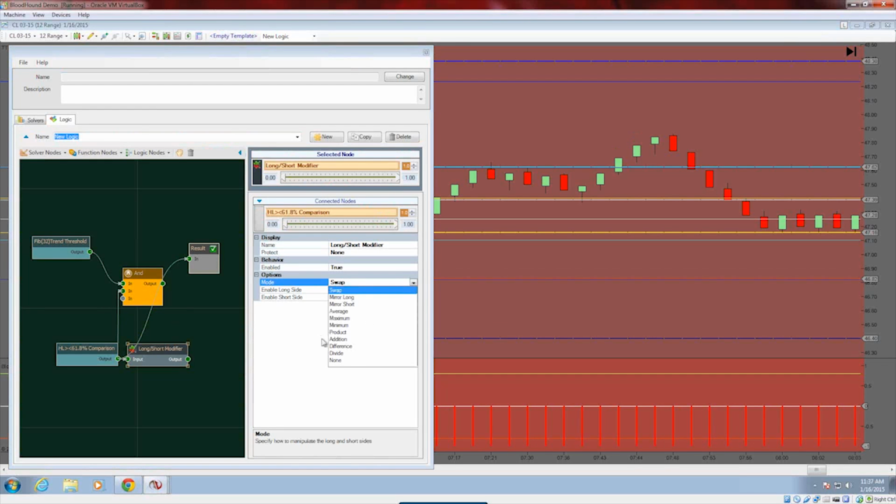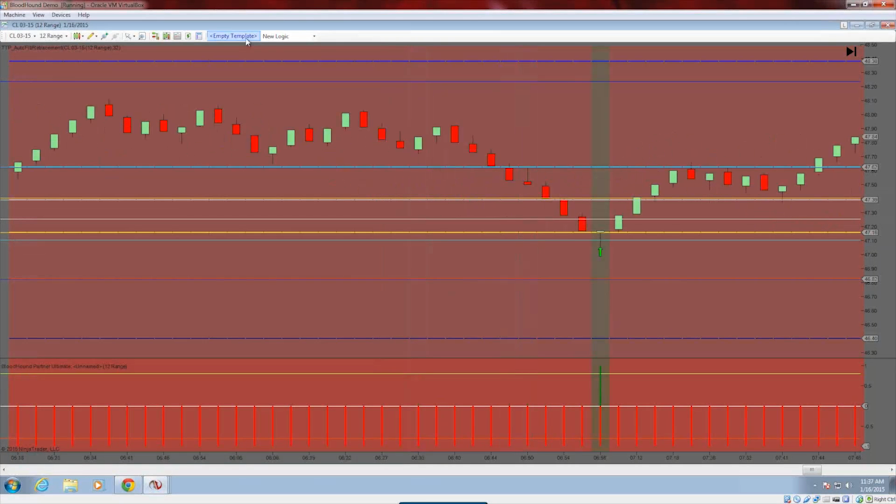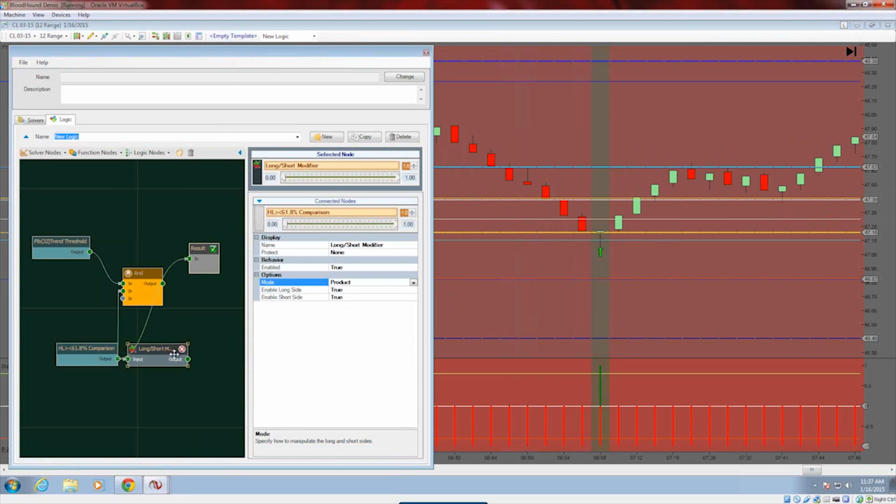So when you use the product here for the mode, see we have all of these different modes here. I'm really only interested right now in the product. I want to multiply the two outputs together. So when I do that, I'll be left with only those bars on which I have both long and short output. So that's a way to identify, to single out that bar.